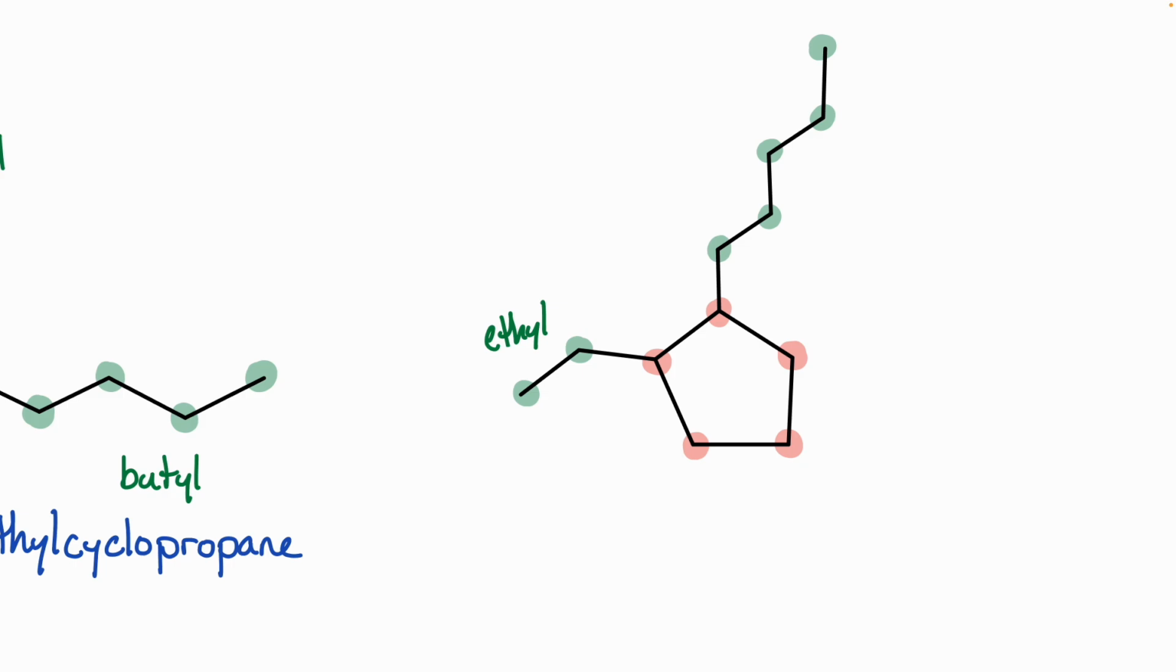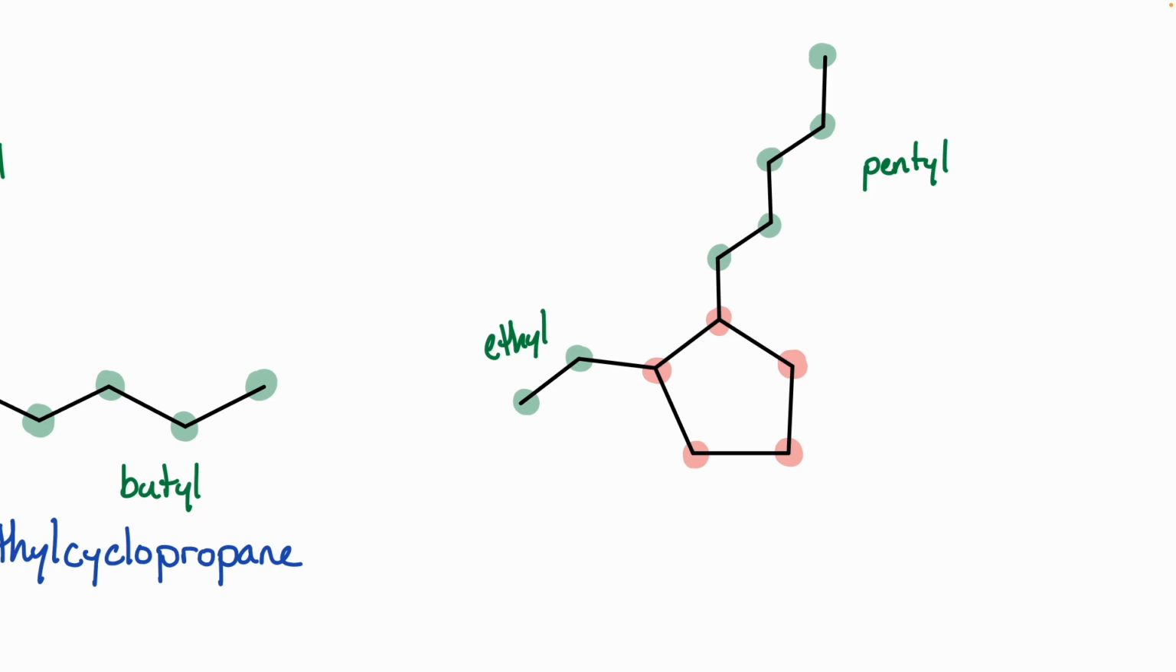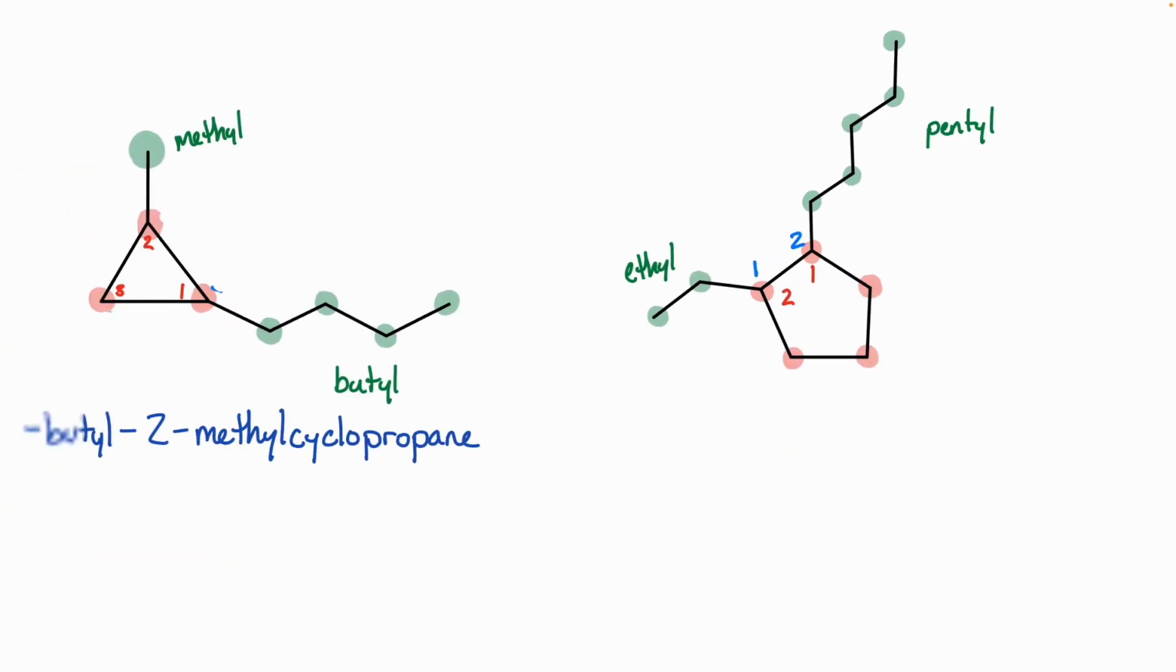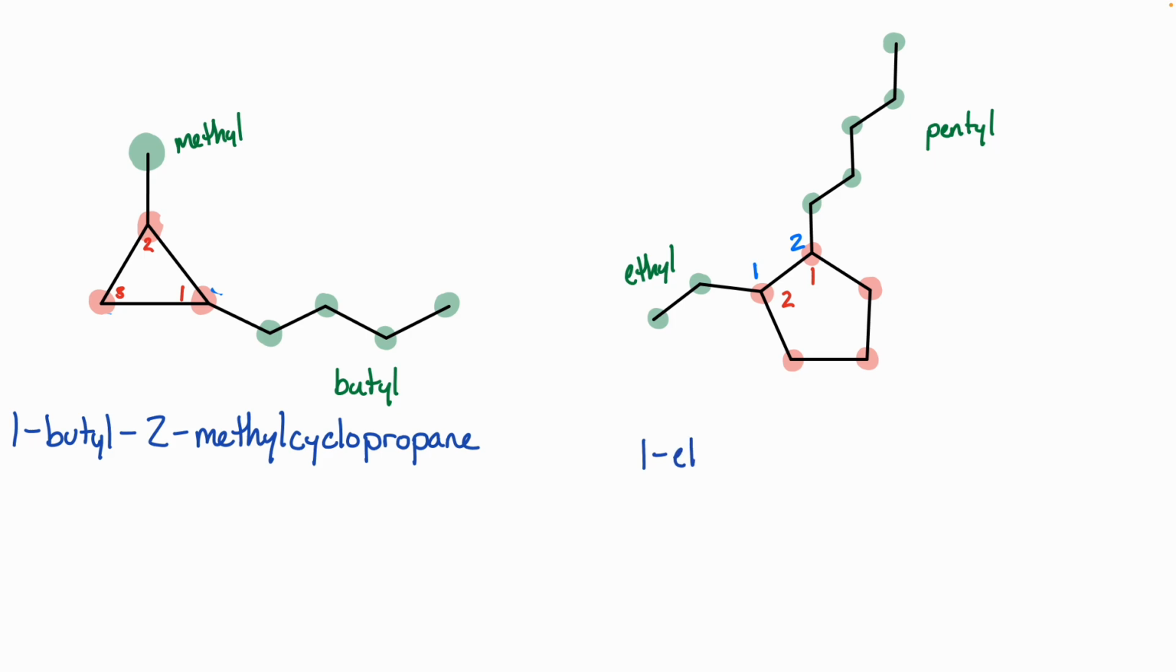Okay, so I got my parent chain, that ring. I got my two carbon substituent is an ethyl group. This one has five. What would that one be? A pentyl group. Okay. So then I'm either going to number starting at my ethyl group or go the other way starting at my pentyl group. In each case, I get a tie. So how do I break that tie? Alphabetical order. So which will come first? So one ethyl, two pentyl, cyclopentane.